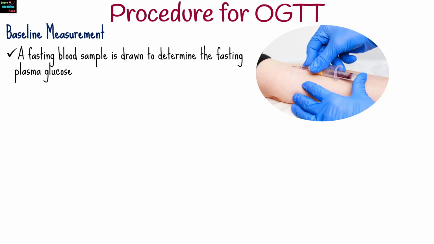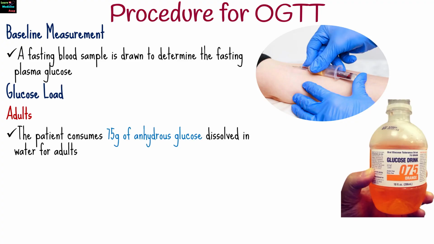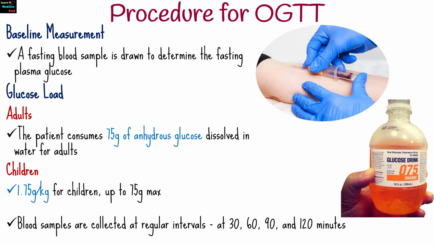When performing OGTT, the first step is a baseline measurement. A fasting blood sample is drawn to determine the fasting plasma glucose level. The next step is glucose load. The patient consumes a glucose solution, typically 75 grams of anhydrous glucose dissolved in water for adults or 1.75 grams per kilogram for children, up to a maximum of 75 grams. Blood samples are collected at regular intervals, commonly at 30, 60, 90, and 120 minutes to measure plasma glucose levels.